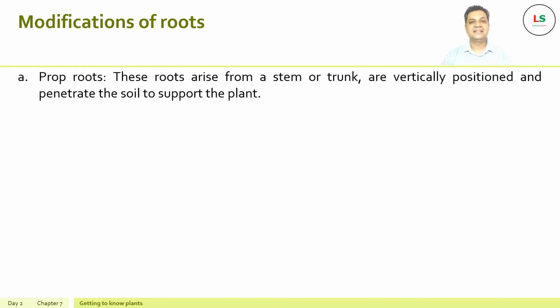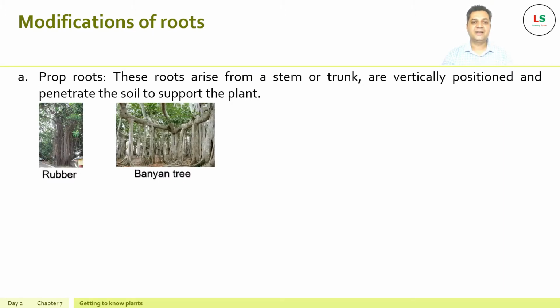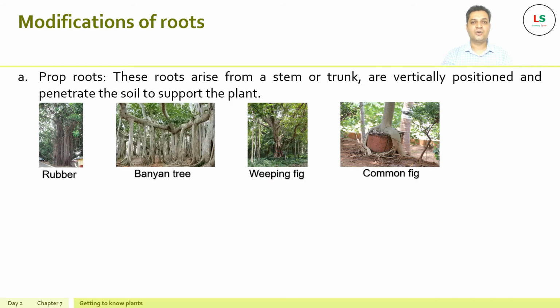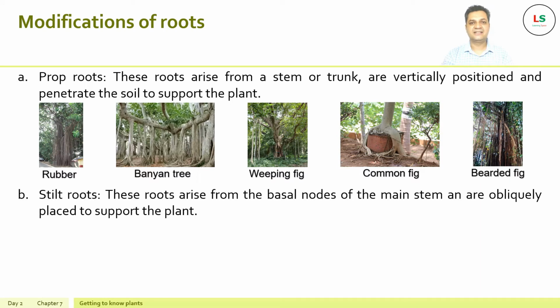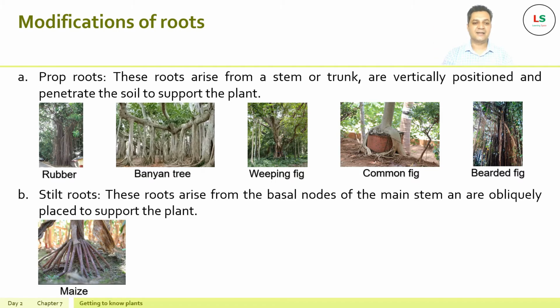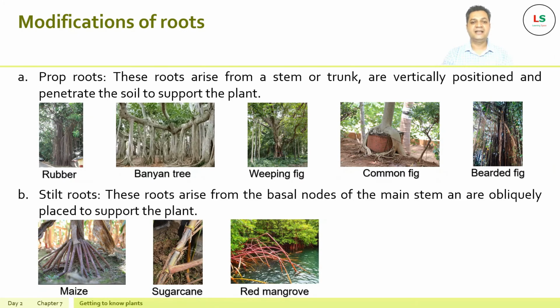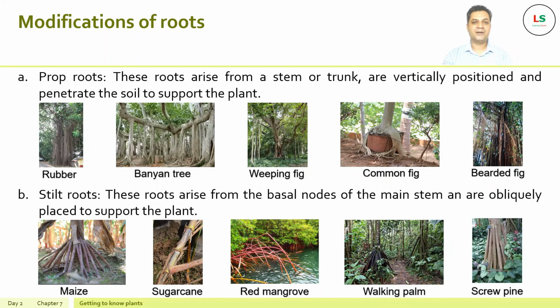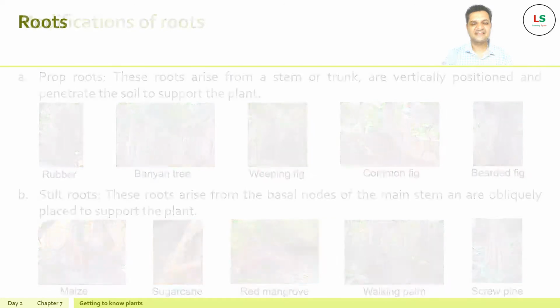Prop roots. These roots arise from a stem or trunk, are vertically positioned and penetrate the soil to support the plant. Examples, rubber, banyan tree, weeping fig, common fig and bearded fig. Stilt roots. These roots arise from the basal nodes of the main stem and are obliquely placed to support the plant. Example, maize, sugarcane, red mangrove, walking palm and screw pine.